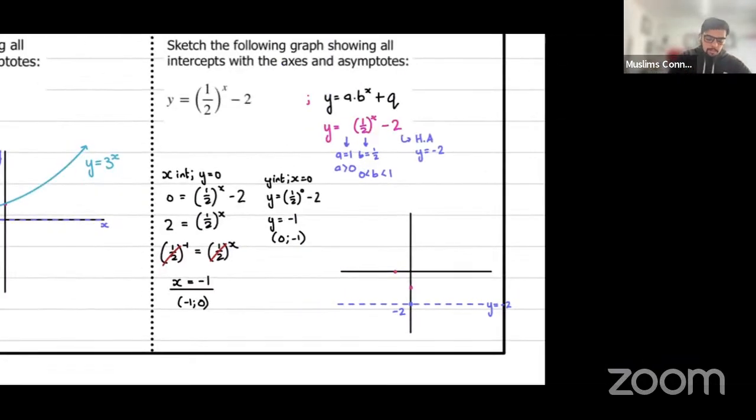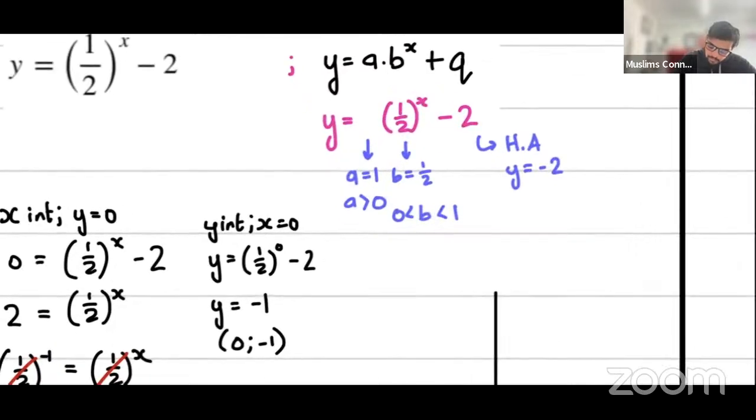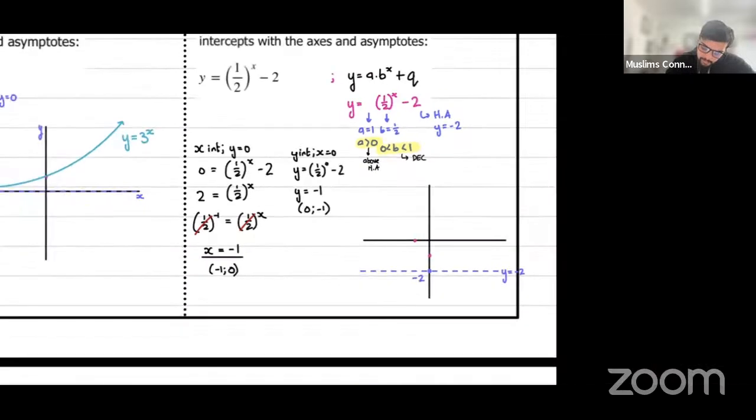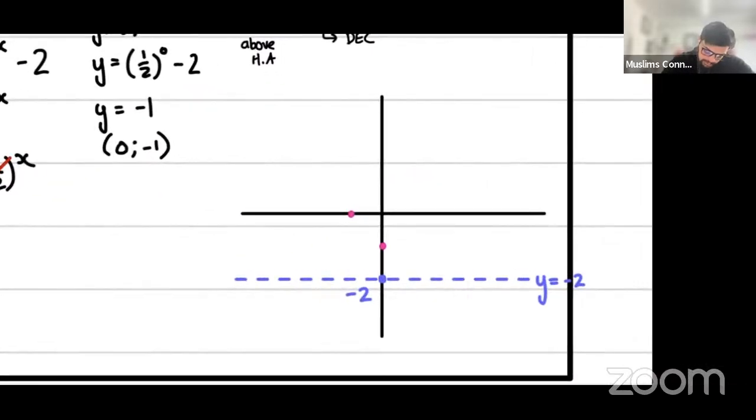Now let's look at the shape. A being greater than 0 means above the horizontal asymptote. While it's above, if b is between 0 and 1, it means that it's decreasing. Just memorize it. Now we can draw it, making sure it's decreasing and above, and it must pass through both intercepts.